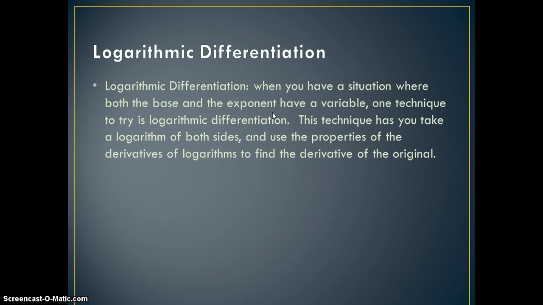So when we have a situation where both the base and the exponent have a variable, we want to try this particular technique. And what this technique will do is have us take the logarithm of both sides and use the properties of derivatives of logarithms to find the derivative of the original.